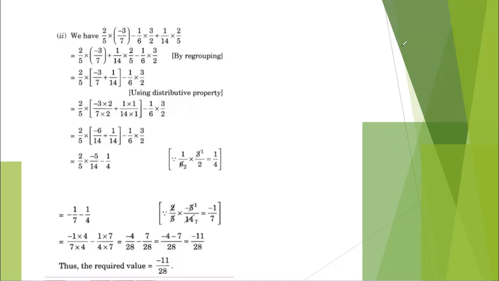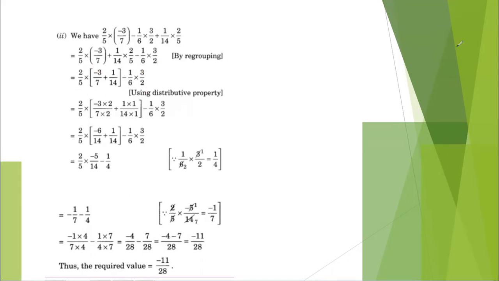Now we'll use the distributive property. How do we do that? By picking out the common, which is 2 by 5, which is written outside the brackets. And the leftover rational numbers, which are minus 3 by 7 and plus 1 by 14, are written in the brackets. The leftover term, which is term 3, is written as it is.